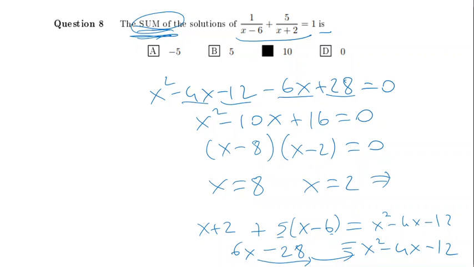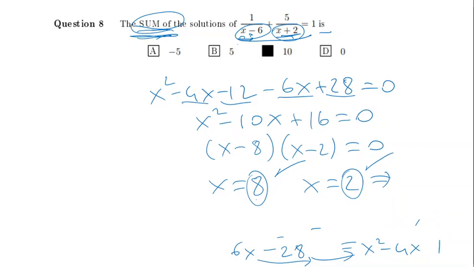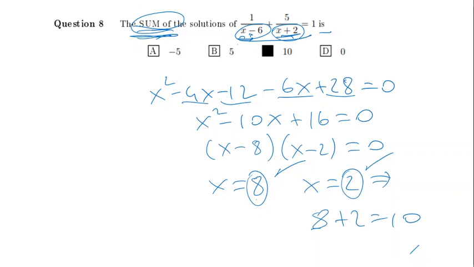So then we have to check here. 8, does it make this one 0? No. Does it make this one 0? No. So 2 also doesn't make them 0, so they're okay. So these are the solutions. So 8 plus 2 equal to 10.